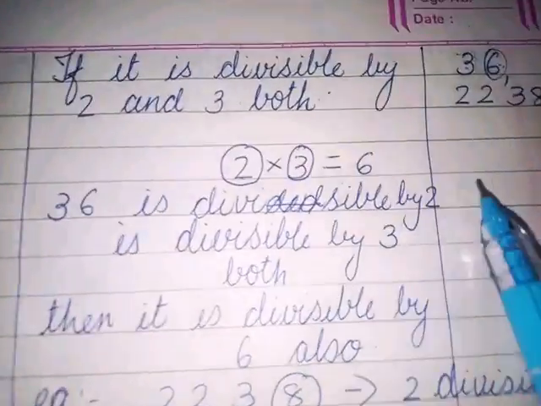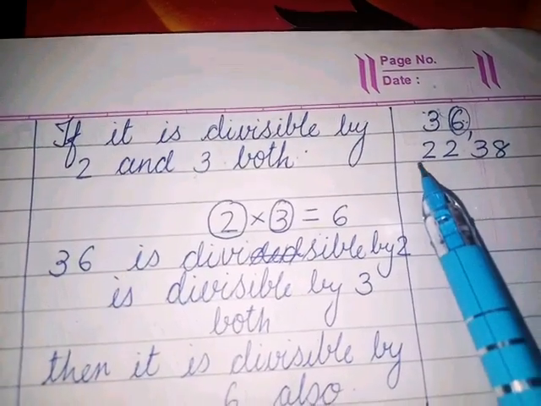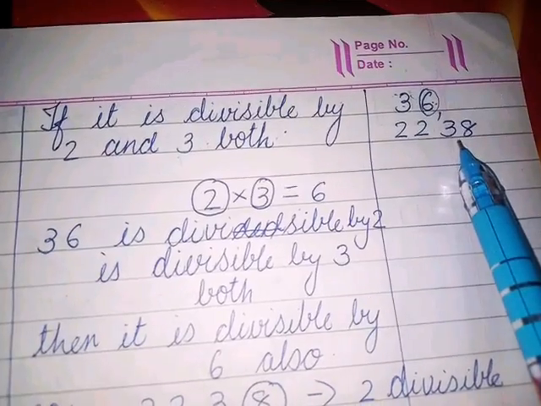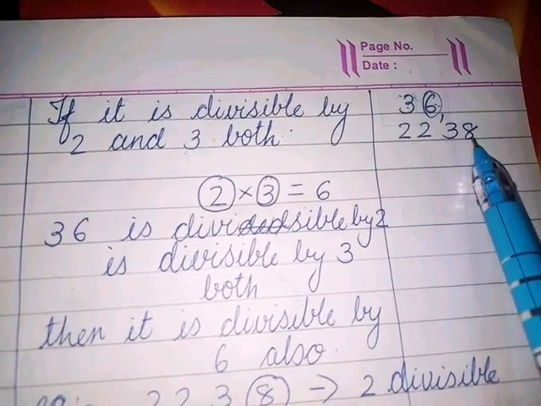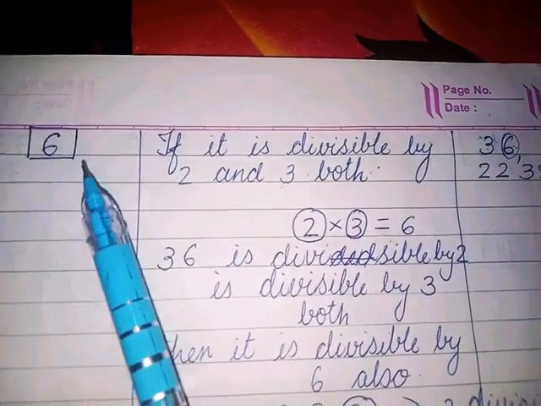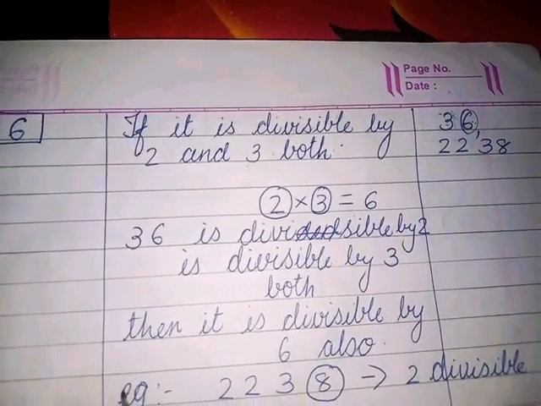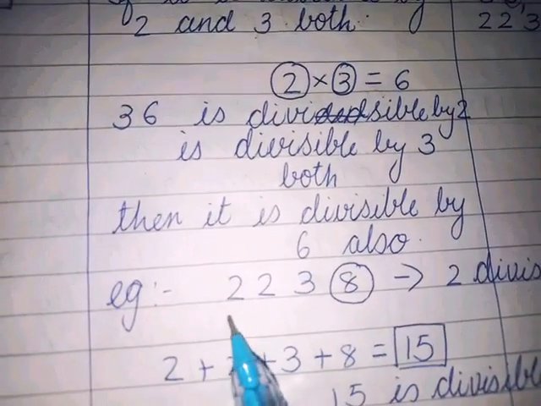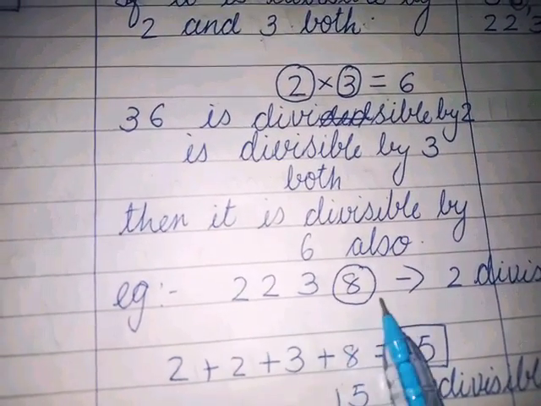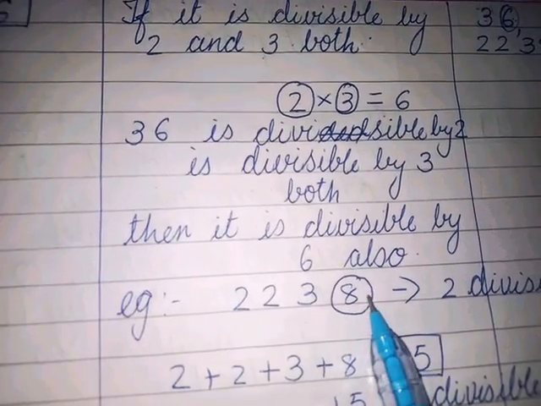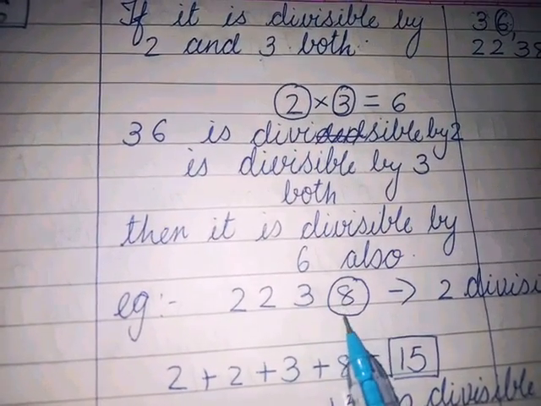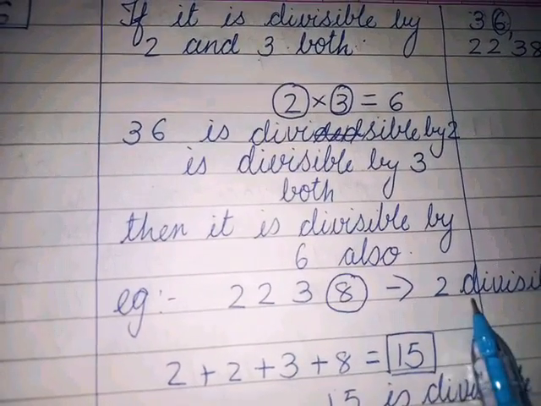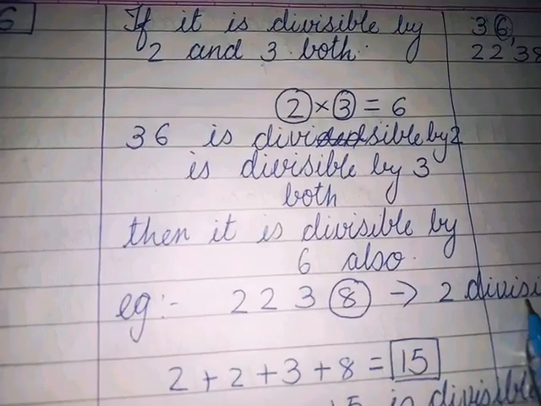Now let's take a next example. The example is 2238. Is it divisible by 2? And is it divisible by 3? Then we can say that it is again divisible by 6. Let's see the example. First we will check for the divisibility of 2. Write the number 2238. Now the last digit is 8. And again we can say that 8 comes in the table of 2. So this number is divisible by 2.